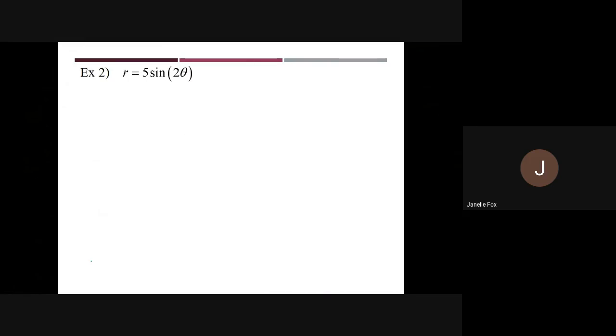Here we go. So example number 2, it says 5 sine of 2 theta. So you see how I'm mixing it up. Okay, we could probably do this one just a teensy bit faster. The length of the petal, the maximum radius out, is going to be 5. We're getting it right here from this 5 in the front. Okay, then how many petals are there? Next to the theta, there is a 2. 2 is an even number.